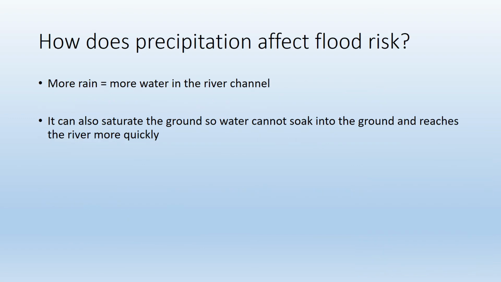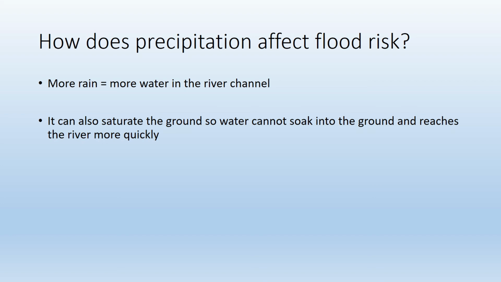Okay, so we're going to have a little look now at a range of different factors that would affect flood risk, and we're going to look at some hydrographs alongside them to make sure that we understand why these different things cause flood risks and the difference between them, and also just get a better understanding of what a flood hydrograph looks like. So the first one is, how does precipitation affect flood risk? Well, it's very straightforward really, isn't it? The more rain there is, the more water there is going to be in the river channel, therefore it's more likely to flood. Not too tricky to work that one out.